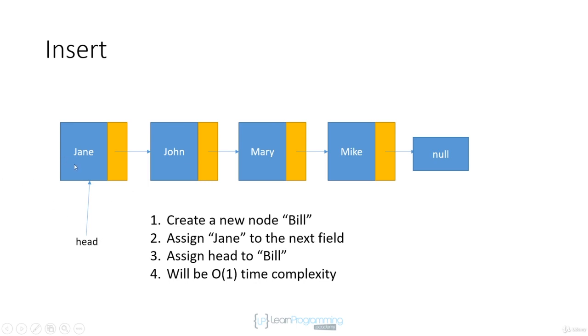Bill is going to want to point to Jane. So after we've created the new node, we'll assign the next field Jane, and then we're going to assign head to Bill because Bill will be the new head of the list. And so that's all we have to do to insert a node.